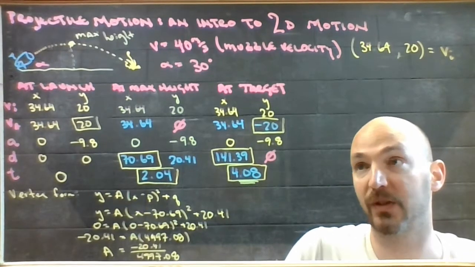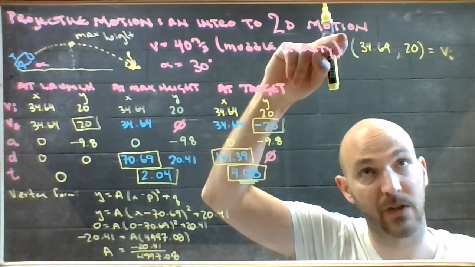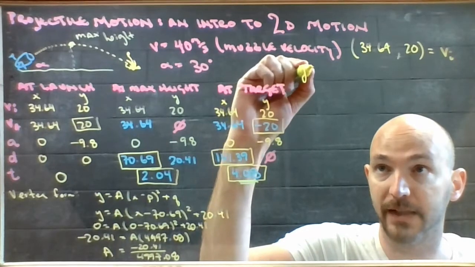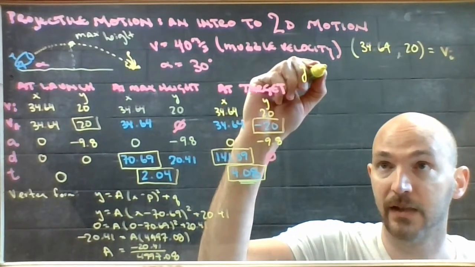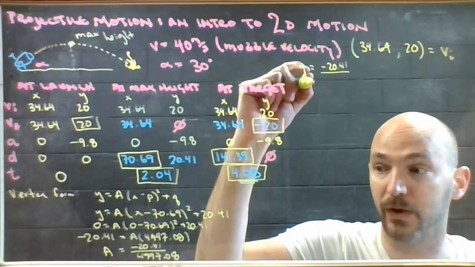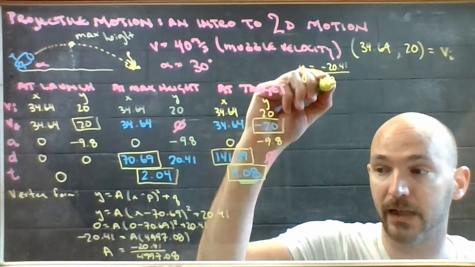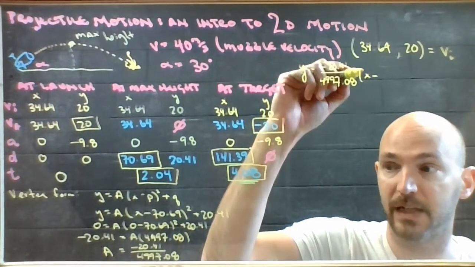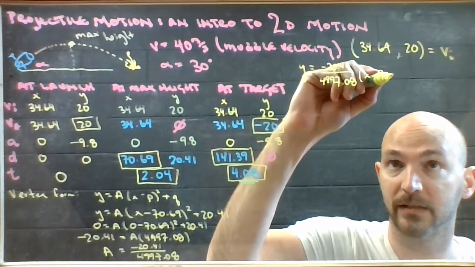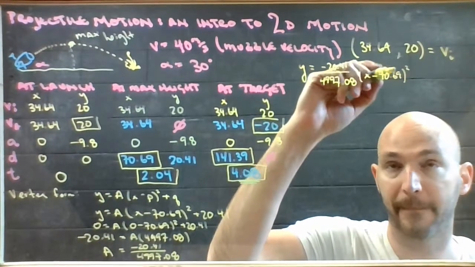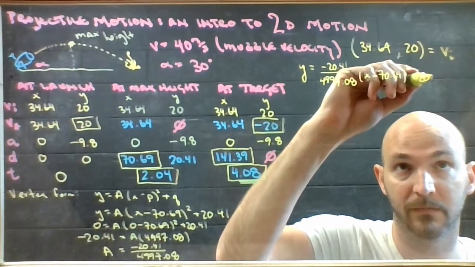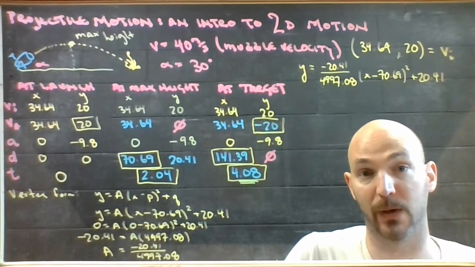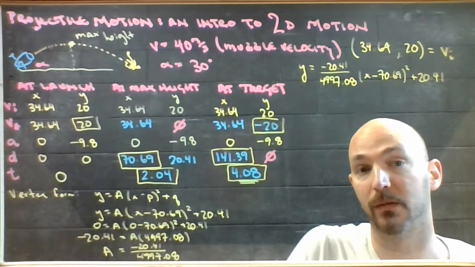So these initial conditions split to make an initial velocity like that, and I can write the equation of this parabola like so. The Y value is negative 20.41 over 4997.08 multiplied by x minus 70.69 squared plus 20.4. So that's where that ball is everywhere relative to the ground.